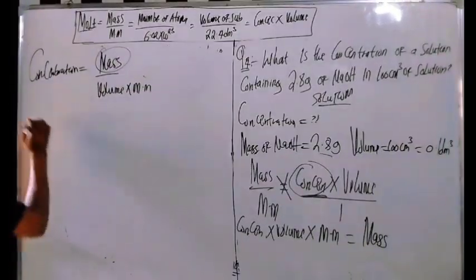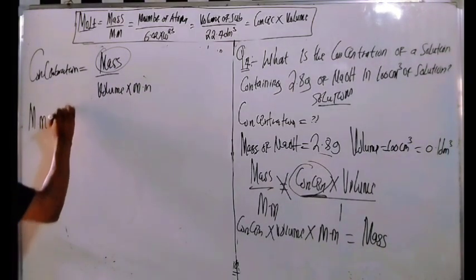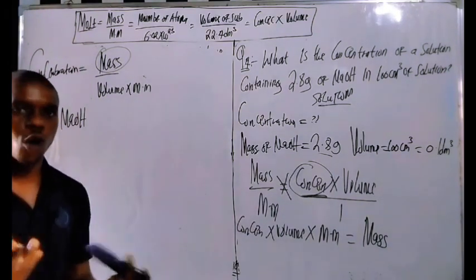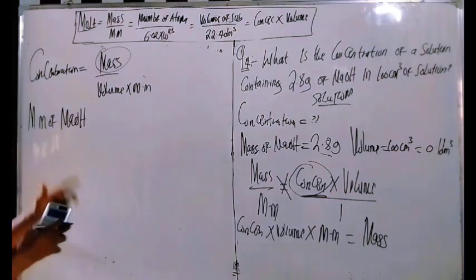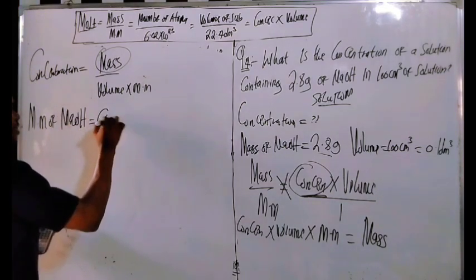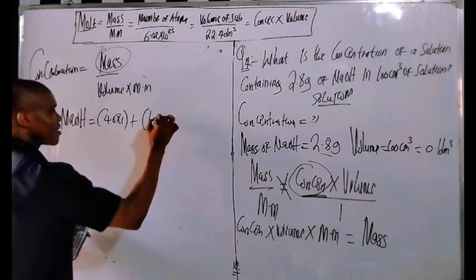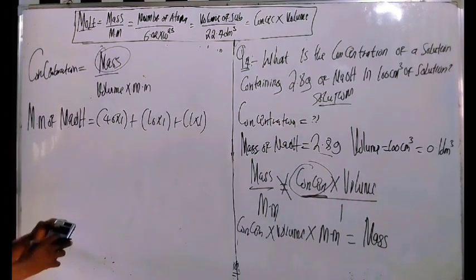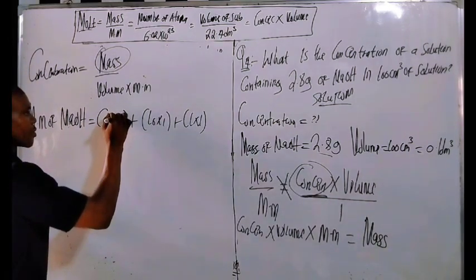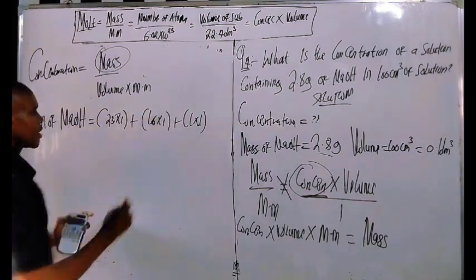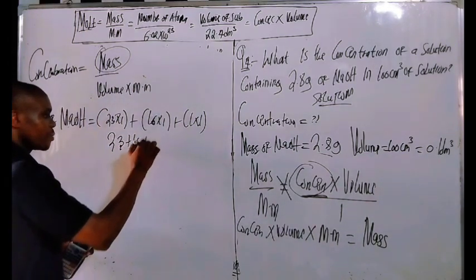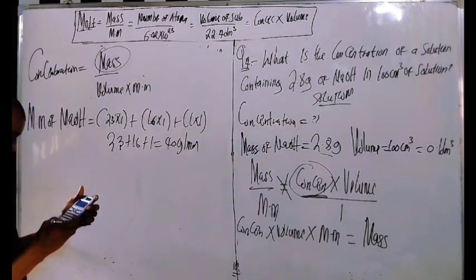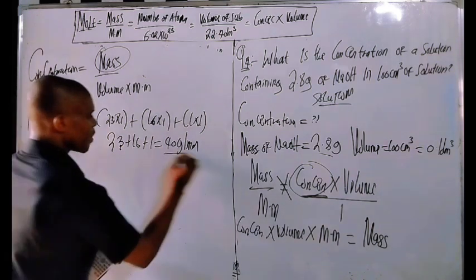Now let's calculate the molar mass of NaOH. Remember, it is not atomic mass now because it's a molecule, so it's called molar mass or molecular mass. The atomic mass of sodium is 23. So it will be 23 plus 16 plus 1, which is 40 grams per mole.